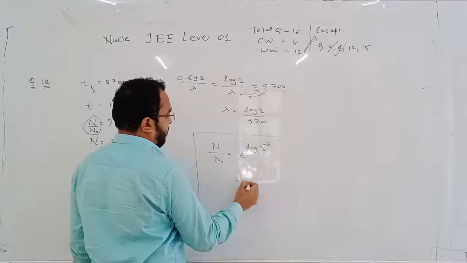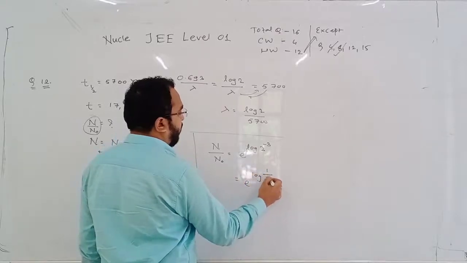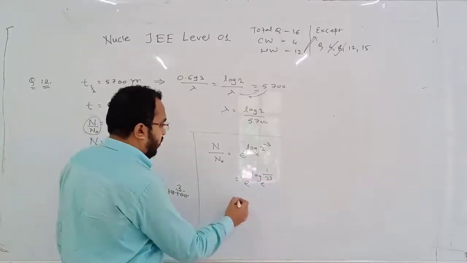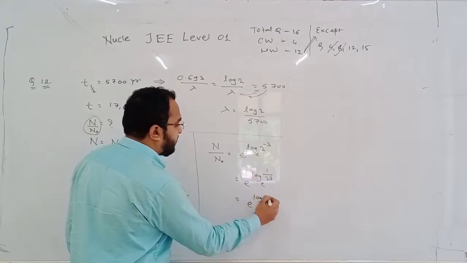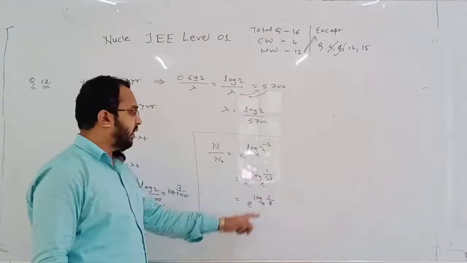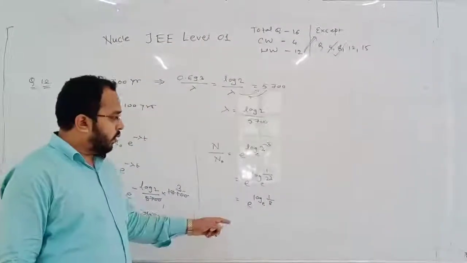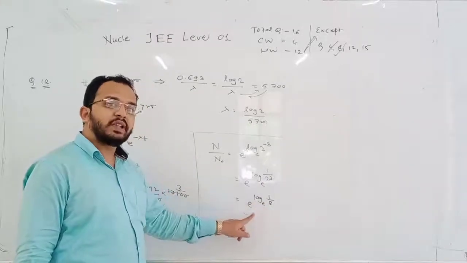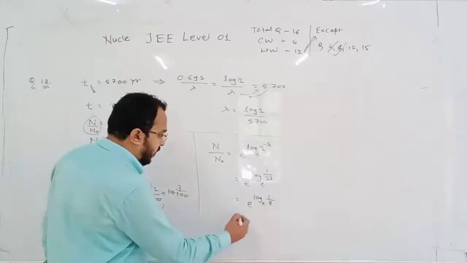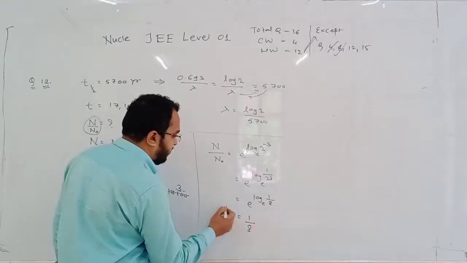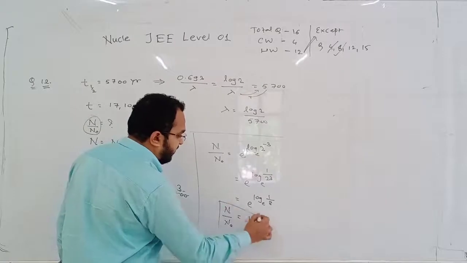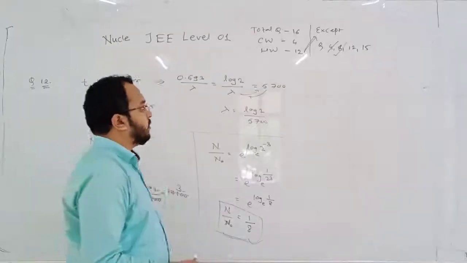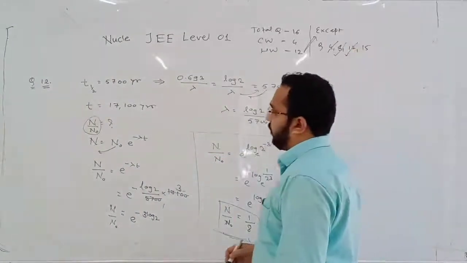This is nothing but e to the power log of 1 upon 2 to the power 3, base e, which is nothing but e to the power log base e of 1 upon 8. 2 to the power 3 is nothing but 8. Now this is the logarithmic identity: a number to the power log, where the base of that log is the number itself, the answer will be the index. So the answer will be the index, that is 1 upon 8. So N upon N naught is nothing but 1 upon 8. So this is question number 12.